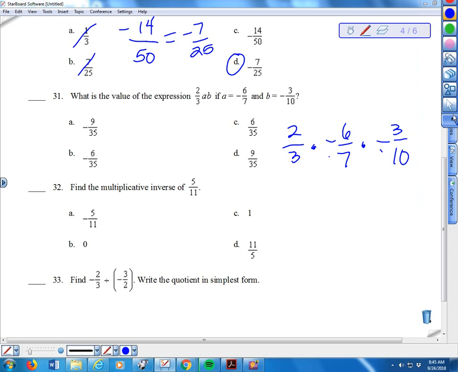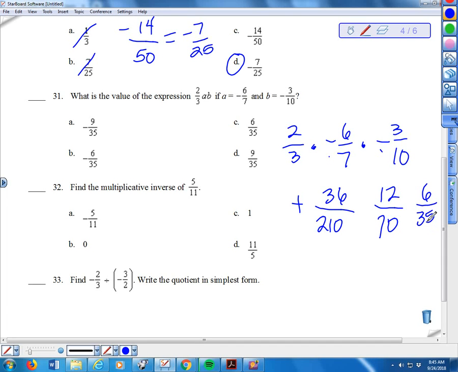Now all I have to do is just multiply the numerators across. 2 times 6 is 12. 12 times 3 is 36. 3 times 7 is 21. 21 times 10 is 210. I know it's positive, but I need to simplify. I know 3 goes into both, so that's 12 over 70. Now I know 2 goes into both. 6 over 35.